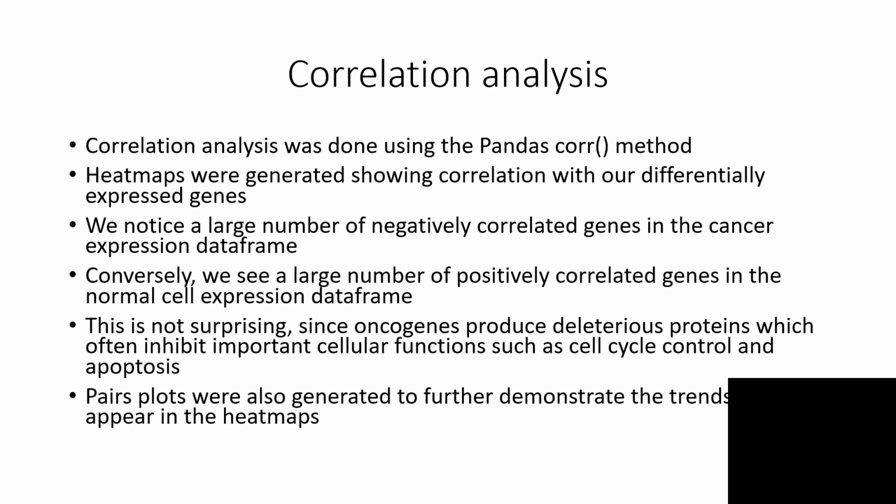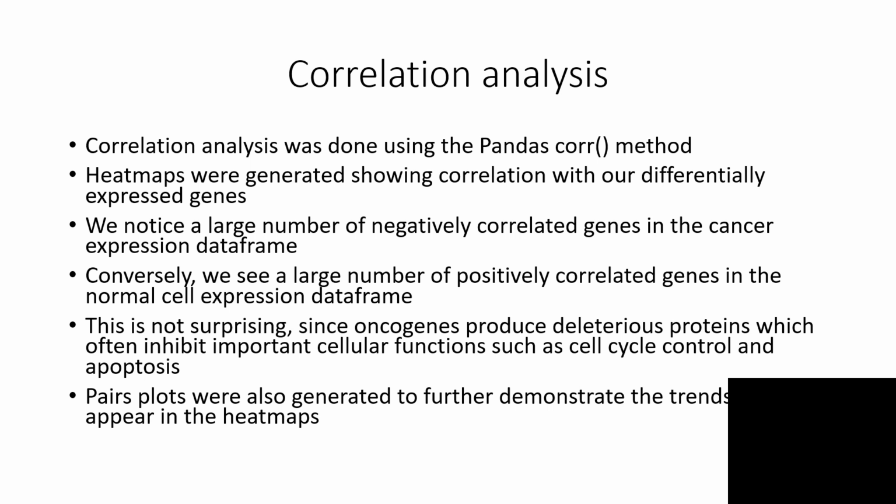Then we conduct a correlation analysis. I simply use the pandas correlation method. I generated heat maps showing correlation with our differentially expressed genes. And what we will notice, and we'll see these heat maps in just a moment, is that there are a large number of negatively correlated genes in the cancer expression data frame, while the opposite is true in the normal cell expression data frame.